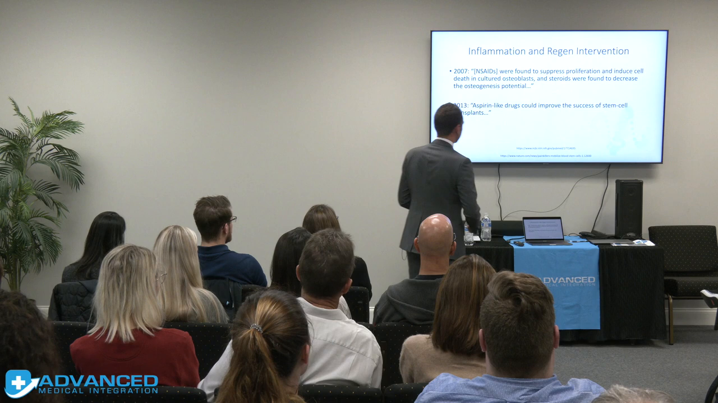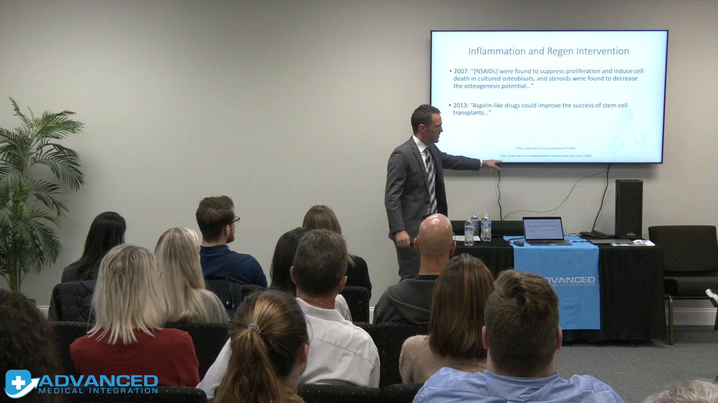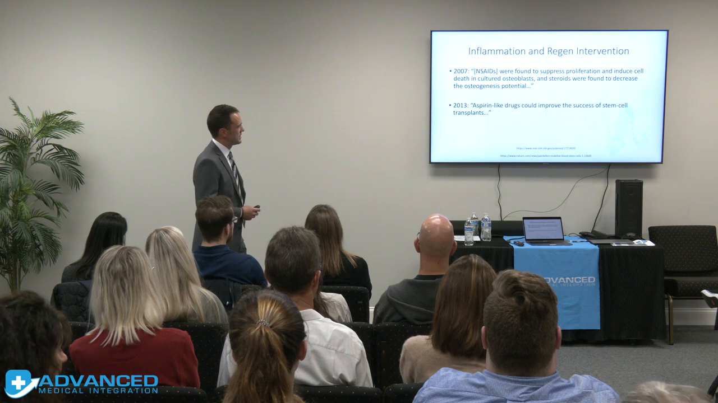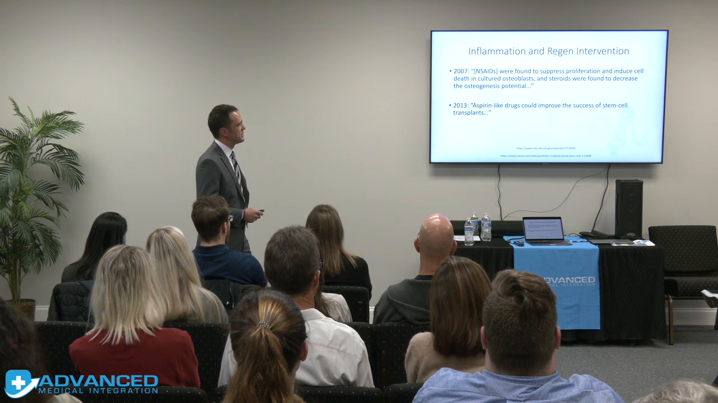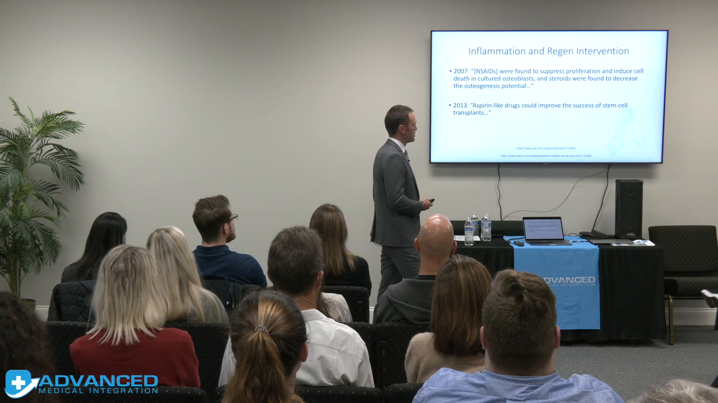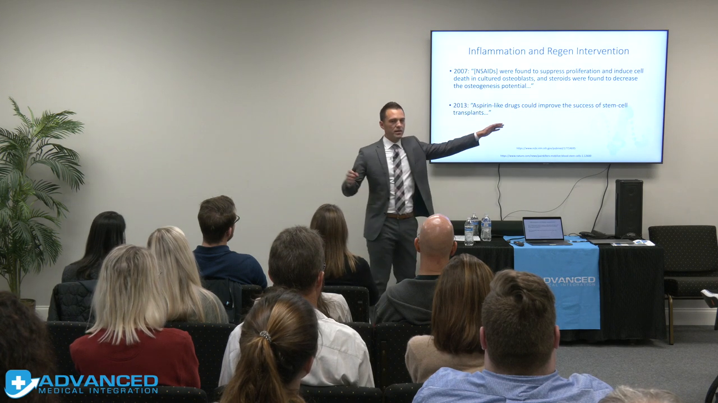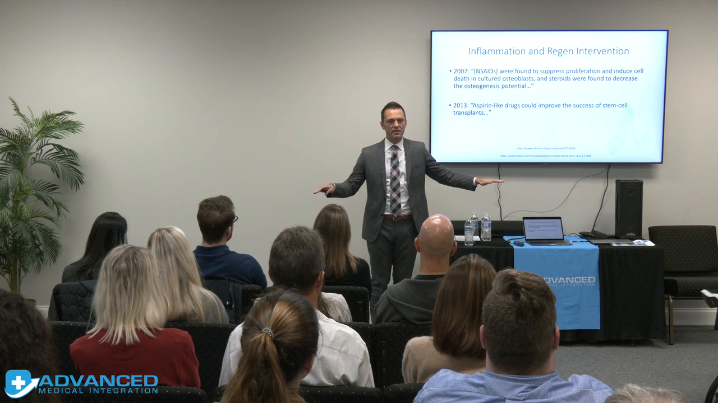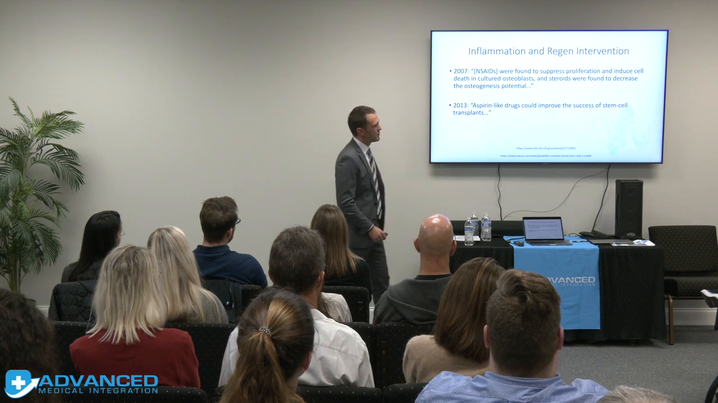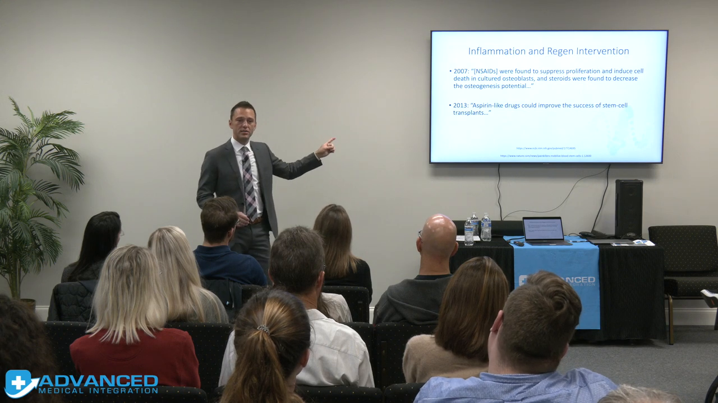Okay? I want you to think about this. So here's a 2007 research article, and the citations are on the bottom, so when you get the PowerPoint, if you want them, just click the citations, okay? In 2007, it says NSAIDs are found to suppress proliferation and induce cell death in cultured osteoblasts, so new formation of bone and joint tissue. And steroids were found to decrease the osteogenesis potential. The immune system suppressants suppressed the inflammation inherent in the human cell and tissue product. In 2013, aspirin-like drugs could improve the success of stem cell transplants, according to this researcher.